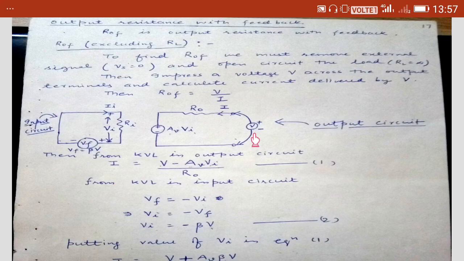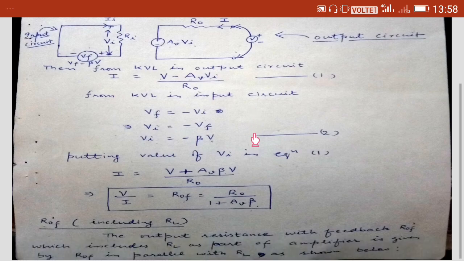V naught is voltage across the output terminals. What is the voltage across the output terminals now? It is V, which is our external voltage source. Okay, so Vf now becomes beta V. So what will be the value of Vi? Vi will be minus beta V. This is our equation number 2.